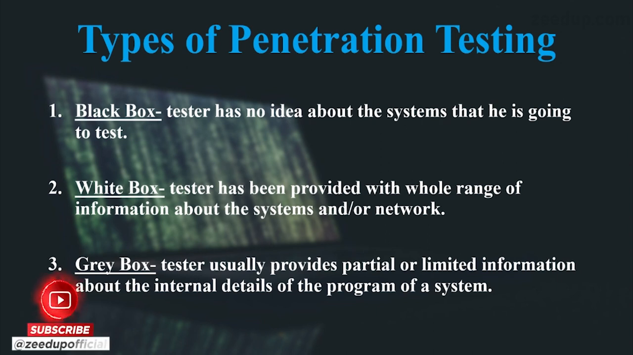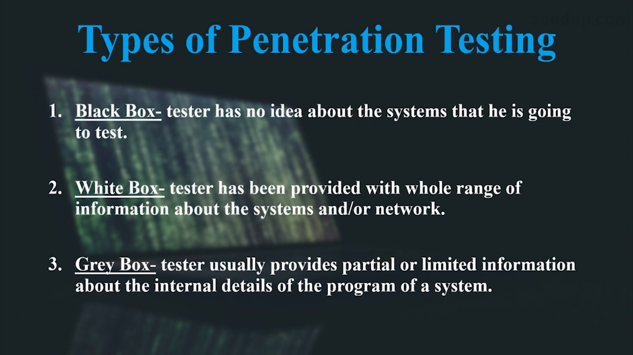Second is white box testing. Under white box testing, the tester is provided with a whole range of information about the system or the network. So in this type of testing, the tester is provided with all the information about the target system and the network. So he will not gather the information, he will just perform testing on it.